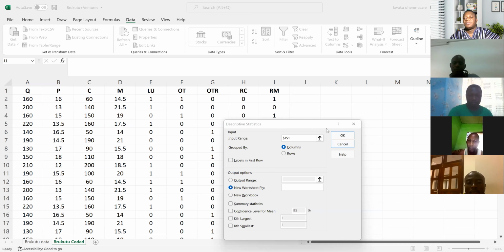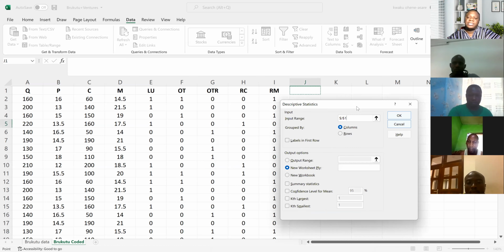Okay, so now, once you are done, you click data analysis. And then when this pop-up on the screen comes, you click the input range. And then inside the input range, just go and select one of the cells, which is J1, the one to the right of the RM column. I've already told you that the sheet we are working with is the Bluetooth coded. Okay, once you are done, take labels in first row. You see it in the pop-up here. Labels in first row. Then come down and choose output range.